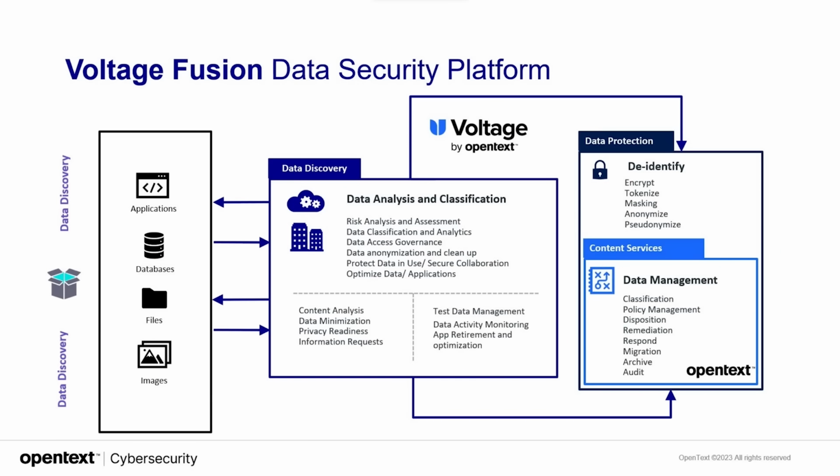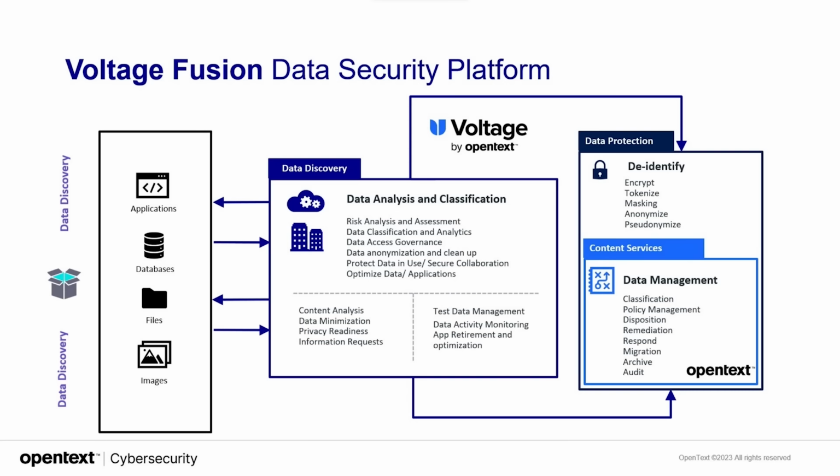Voltage Fusion by OpenText is a data discovery service available in the AWS public cloud, but it can also be deployed in a virtualized manner in a private data center. For data protection and risk management professionals, it provides a way to understand the data you have, both structured and unstructured, so that you can protect it.